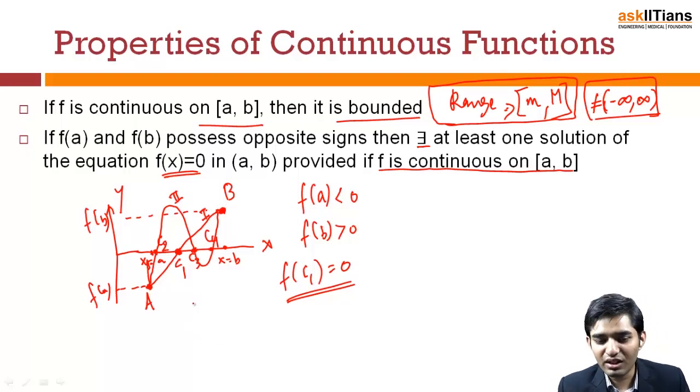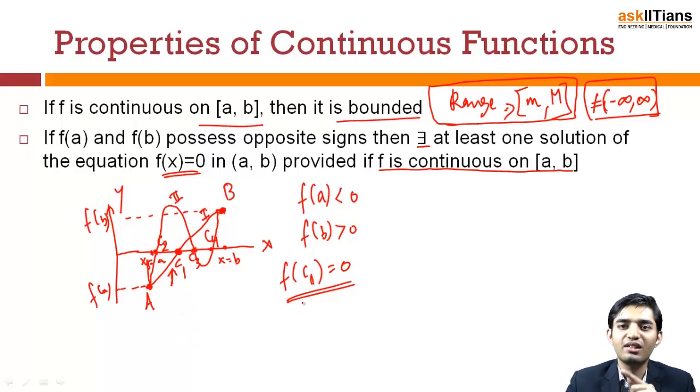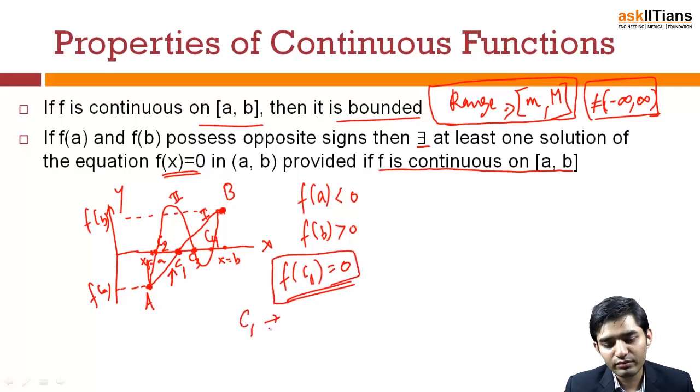Where I cut the x-axis, what is that point called? If I cut the x-axis at C1, then this C1 is called the root of the function, because f(C1) is equal to 0. If f(C1) is equal to 0, then C1 is the root of f(x).